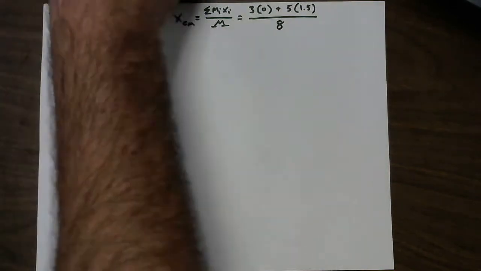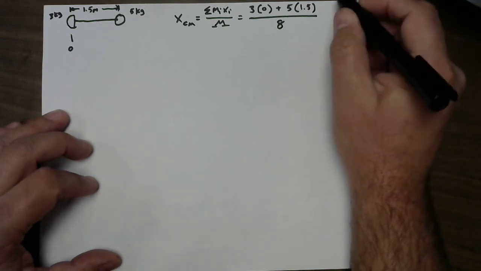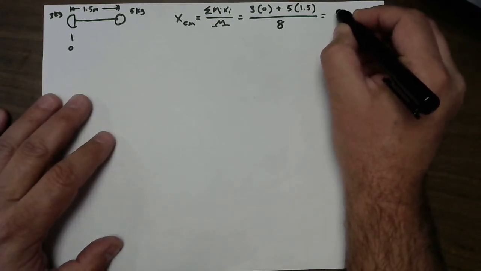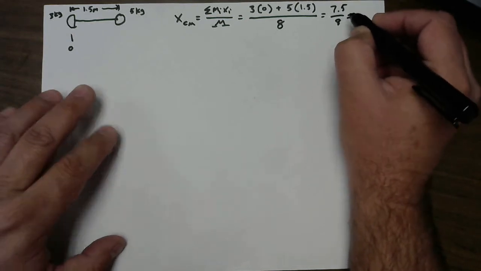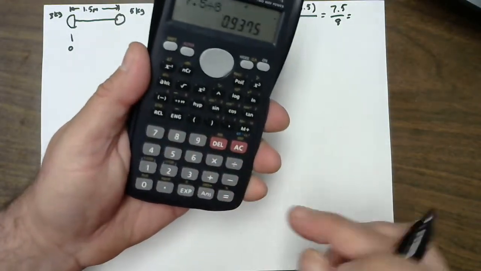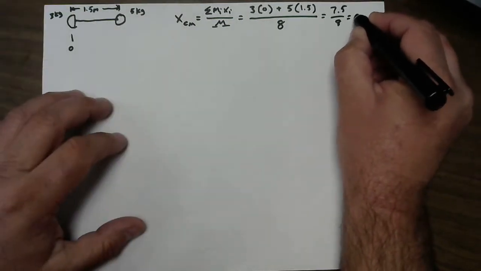Okay, got it. So 3 times 0 is 0. 5 times 1.5 is what? 7.5. So this is going to be 7.5 divided by 8, and that is a location of 0.9375.